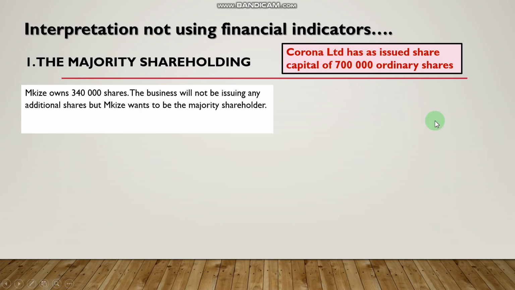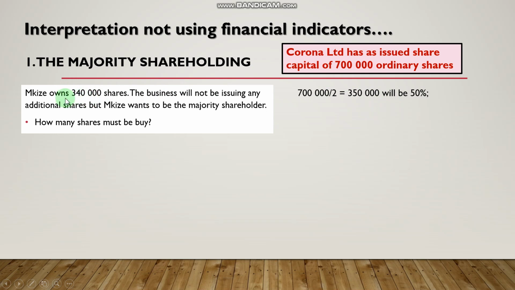So I'll give you 3 scenarios. Mkhize owns 340,000 shares in this company. The business will not be issuing any additional shares, but Mkhize wants to be the majority shareholder. So now, if you look at his shareholding in the company, how many shares must he buy? The first thing I need to do is look at what is 50% of the shares. To be a majority shareholder, you must own more than 50% of the shares in this company. So if he was owning 350,000 shares, he would be owning 50%, and therefore he would be a majority shareholder.